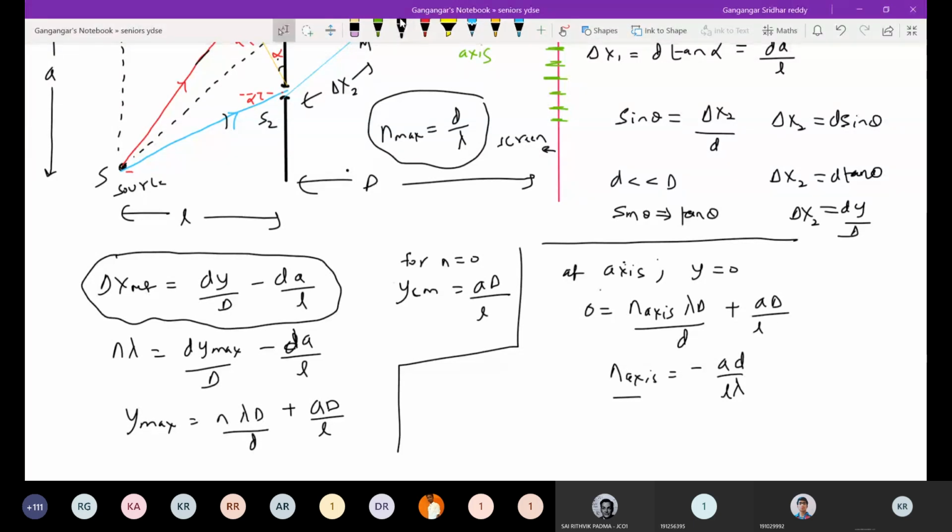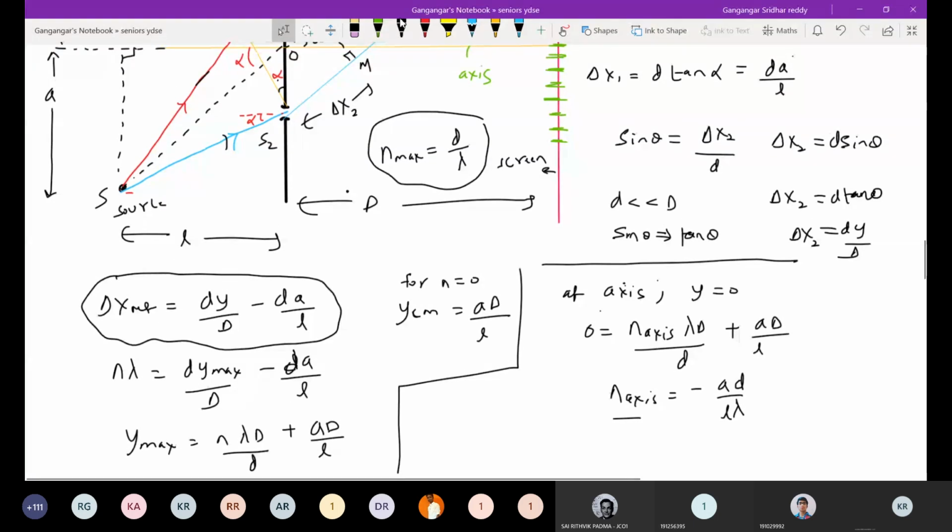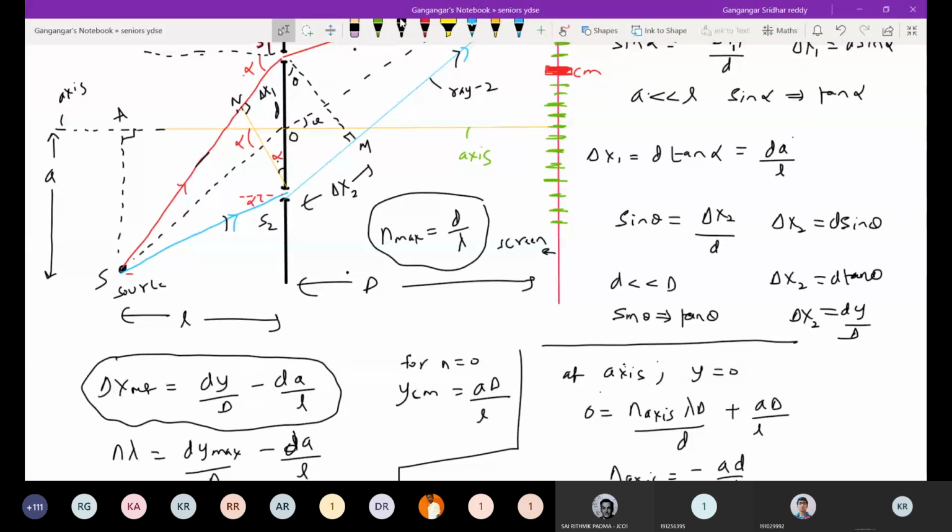Okay, now come to what happened to the number of maximas. I'm still saying that it is d by lambda only. It will not depend on the position of the source. This is very important. You move the source below the axis, above the axis, that will not determine the number of maximas. The number of maximas depends on the ratio of the distance between the slits and the wavelength. Well, it does not depend on the distance capital D between slit and screen.